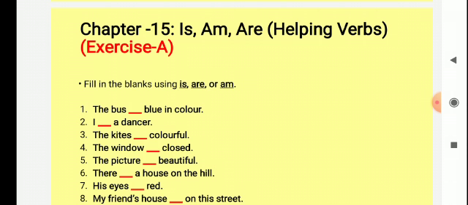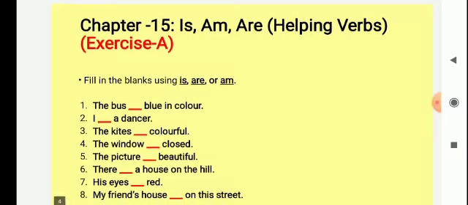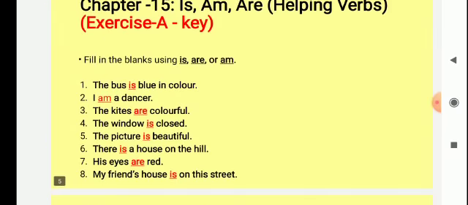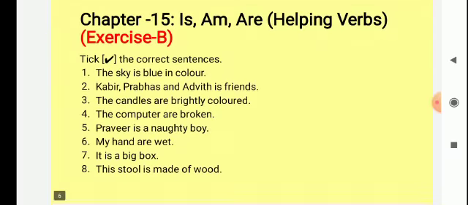Okay, friend here is singular and his house is also singular, so we say my friend's house is on this street. Now you can check your answers and mark it in your book. Here is the key for the previous exercise. Now mark it in your book and write it in your copy also. Now let's do exercise B.